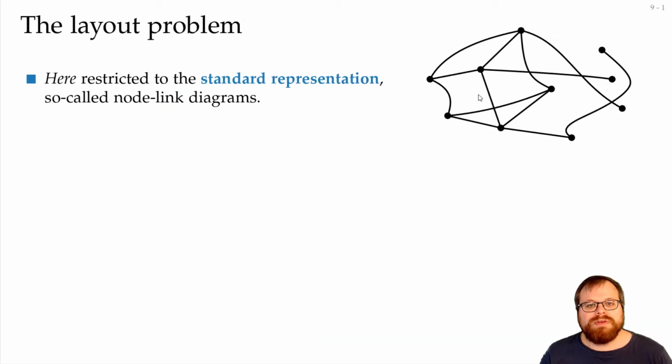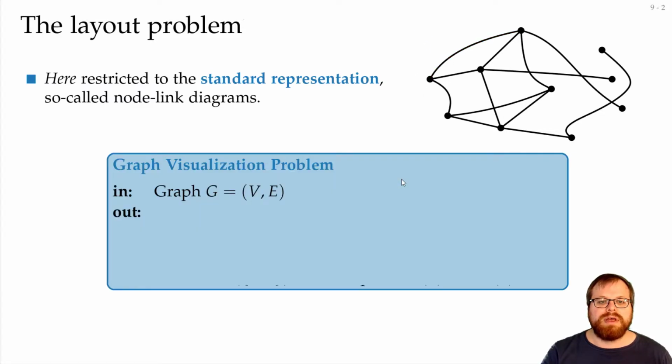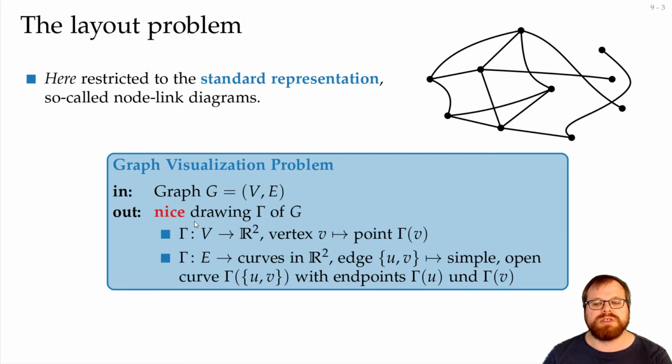For now, we will only look at the standard representation, which is the so-called node link diagram. So every vertex is a point in the plane, and every edge is a curve in the plane. Here, the graph visualization problem can be defined as follows. The input for us is some graph, and the output is a nice drawing of this graph. Well, this is just a mathematical description of what I said. Vertices are points and edges are curves.